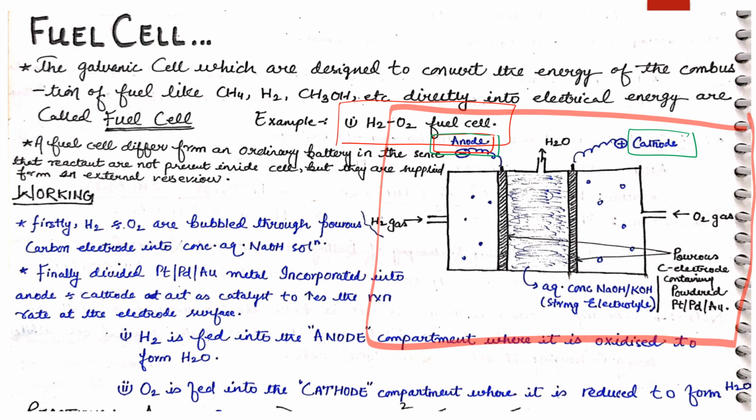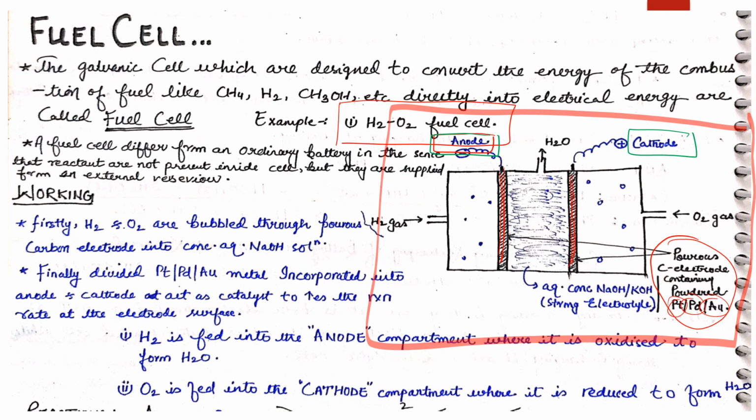And there are the two different rods. Let me show by the diagram. This is anode and this is cathode, and this anode and cathode are composed of the carbon with a small amount of powdered Pt, Pd and Au to catalyze the reaction. It means these rods are mainly composed of carbon with a small amount of the powdered form of platinum, palladium and Au or Ag.